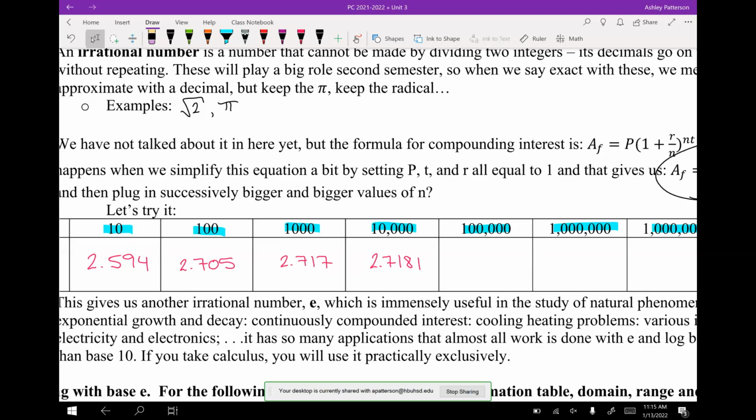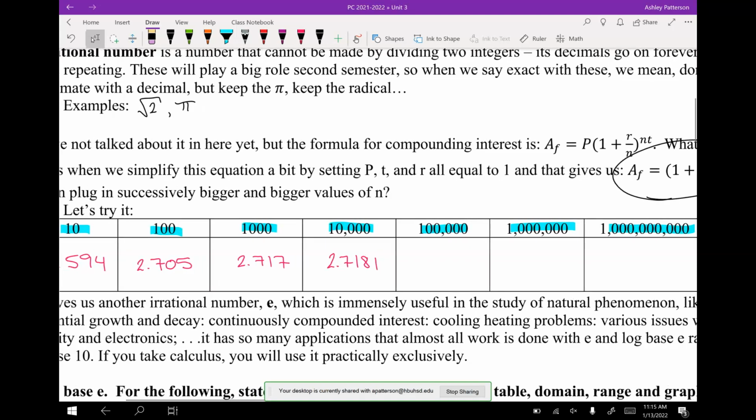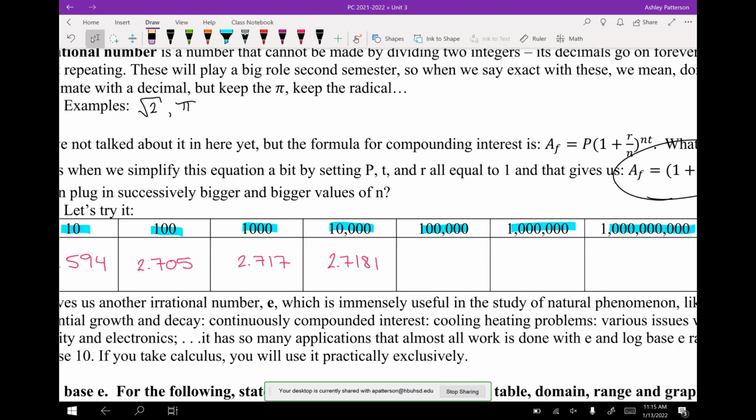What do you think we're getting close to here? 2.78. 2.7 what? 8, maybe, yeah. Other suggestions? 2.7189. Maybe. If we substitute 100,000, we get, and I'm going to go out a little bit further than you guys did, 2.718268237. Man, there's still that 2.718 though.